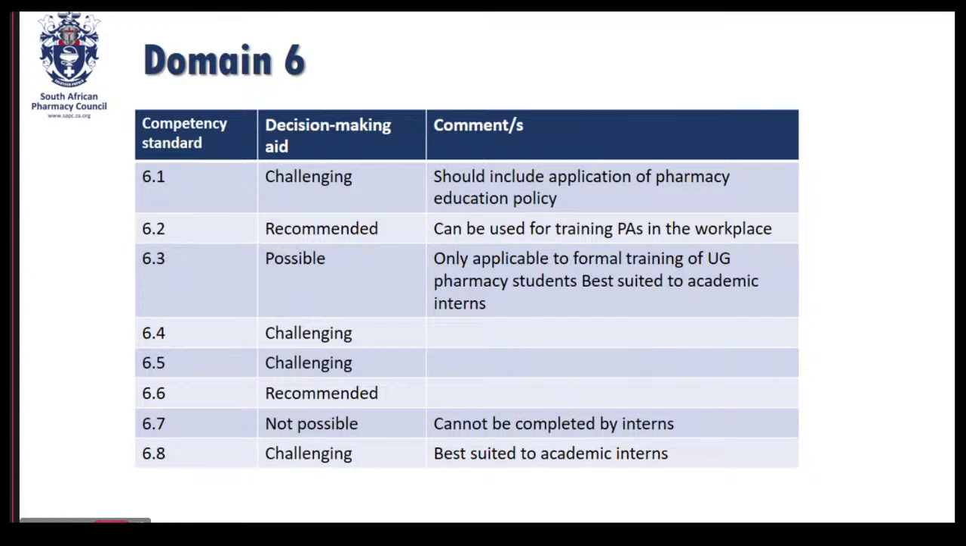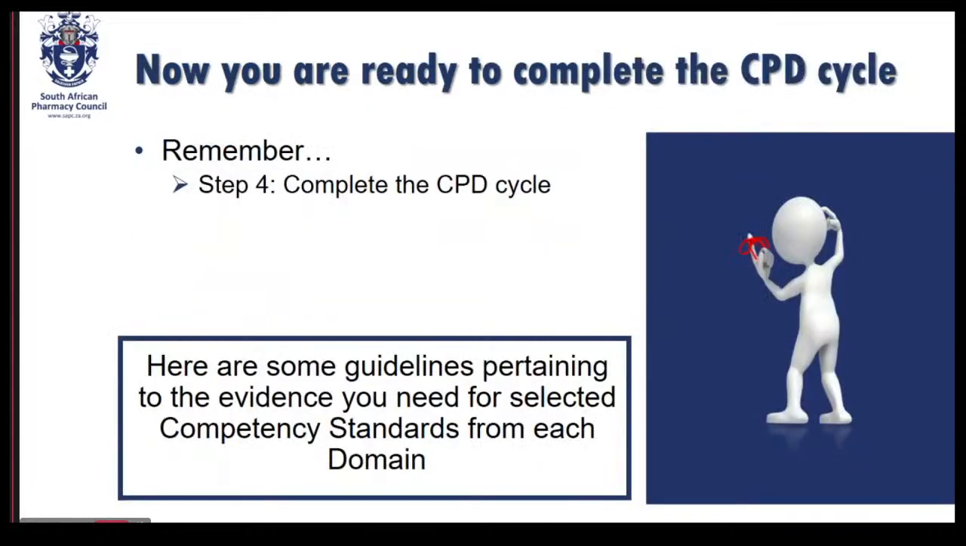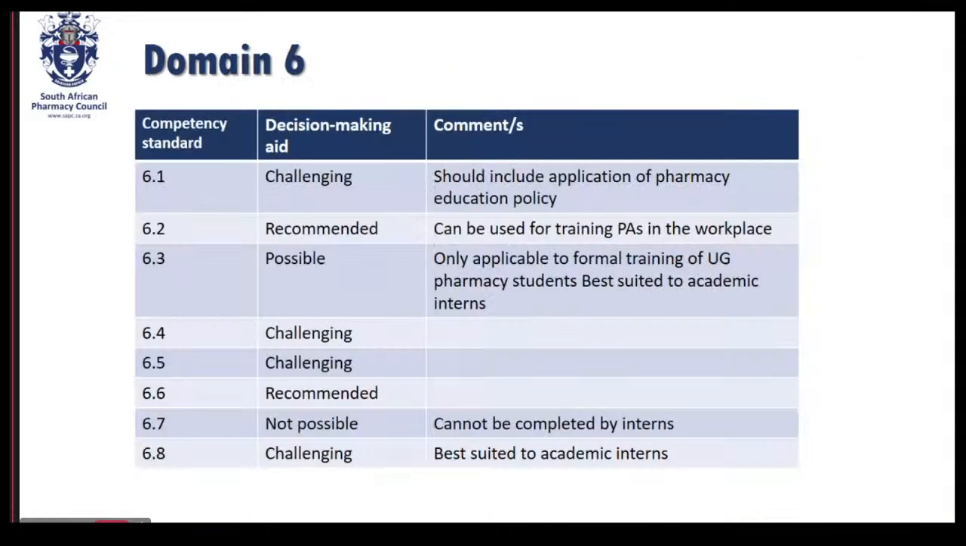Remember that the competency framework is not designed for interns. It's designed for pharmacists. So here's an example of a competency standard that would be very applicable for some pharmacists at the intermediate and at the advanced levels. So 6.7, as I said, the restriction is even more severe than simply being challenging. It is not possible. Now, I need to say something else. Can you just go back one, please?